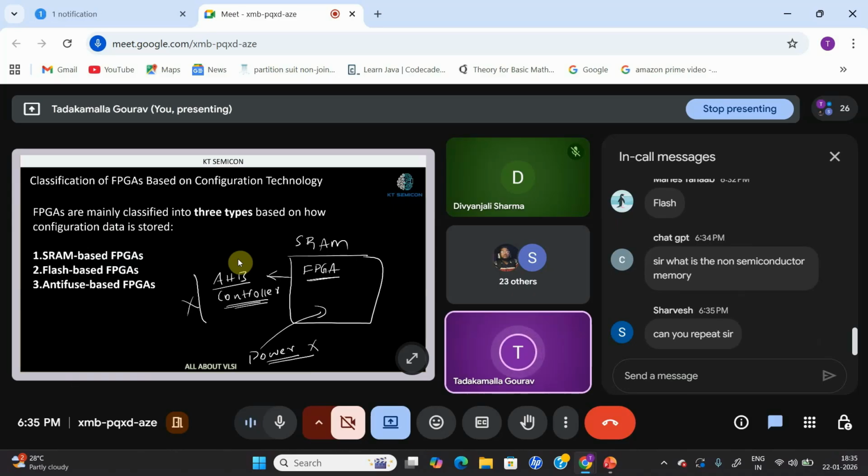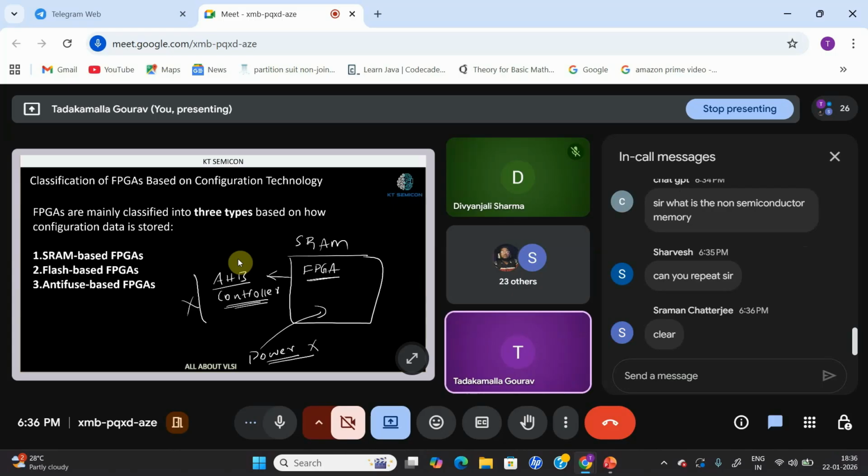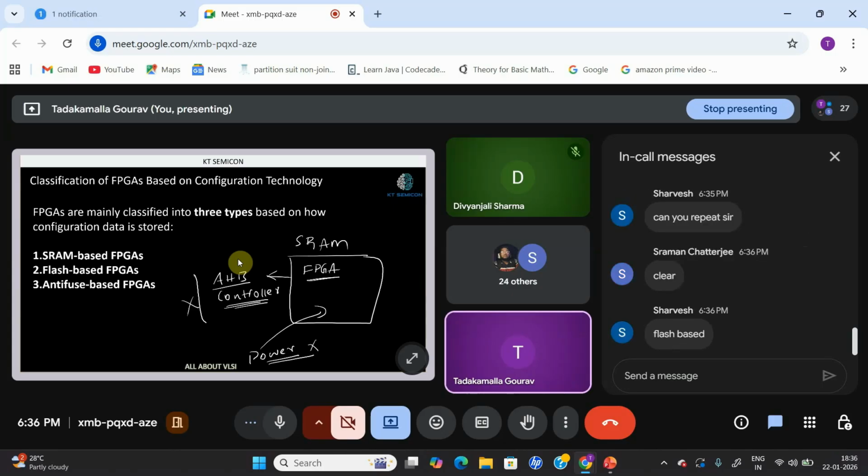Which part do I need to repeat? And what about others? Is this particular thing clear? SRAM based FPGAs and flash based FPGAs, is it clear? Shall we move forward? Okay. Flash based FPGAs, if you store your configuration data inside a flash based FPGA, that data will not be removed even if you remove the power supply, because it's a non-volatile memory.